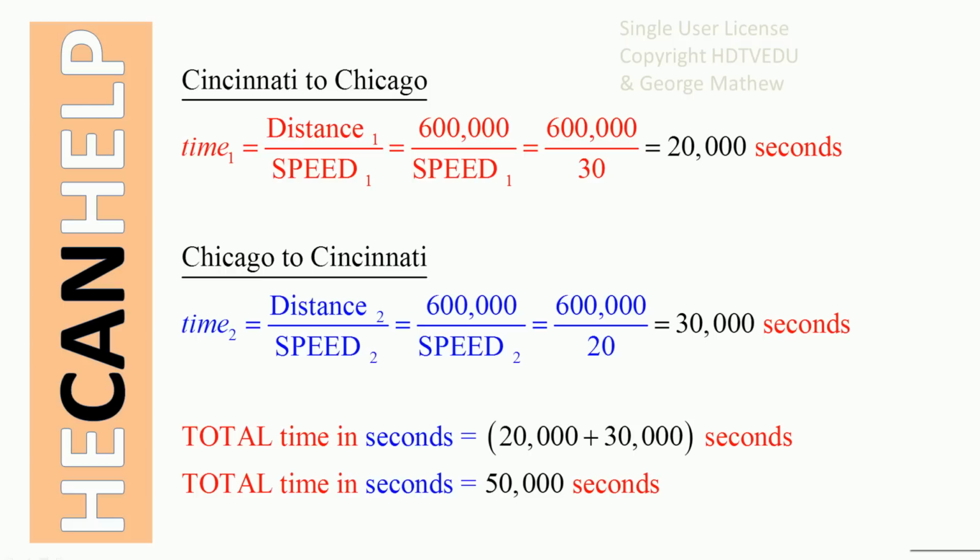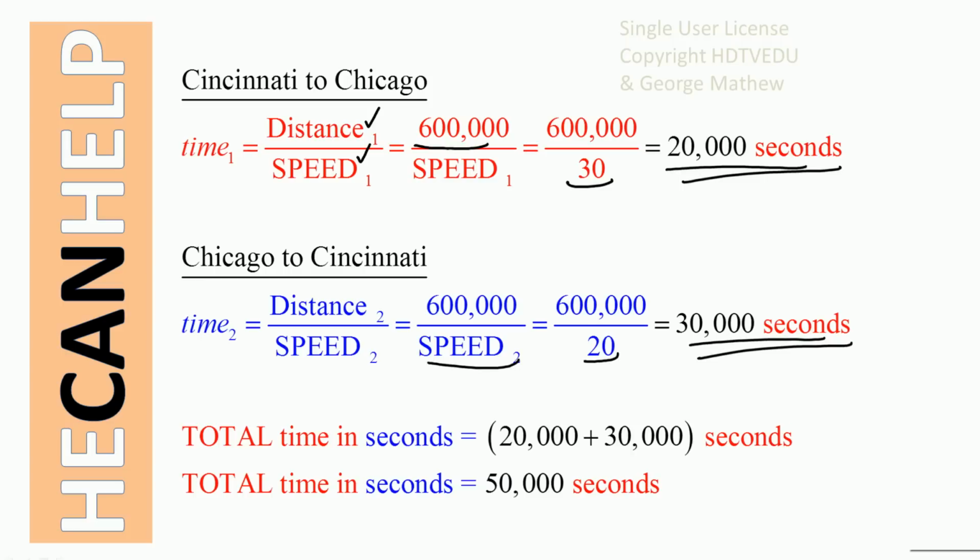Time from Cincinnati to Chicago is distance divided by speed. Distance is 600,000. Speed is 30. So distance divided by speed is 20,000 seconds. How about Chicago to Cincinnati? Time is again distance divided by speed. Distance is again 600,000 meters. Speed is now slower. It is 20. So you get 30,000 seconds.